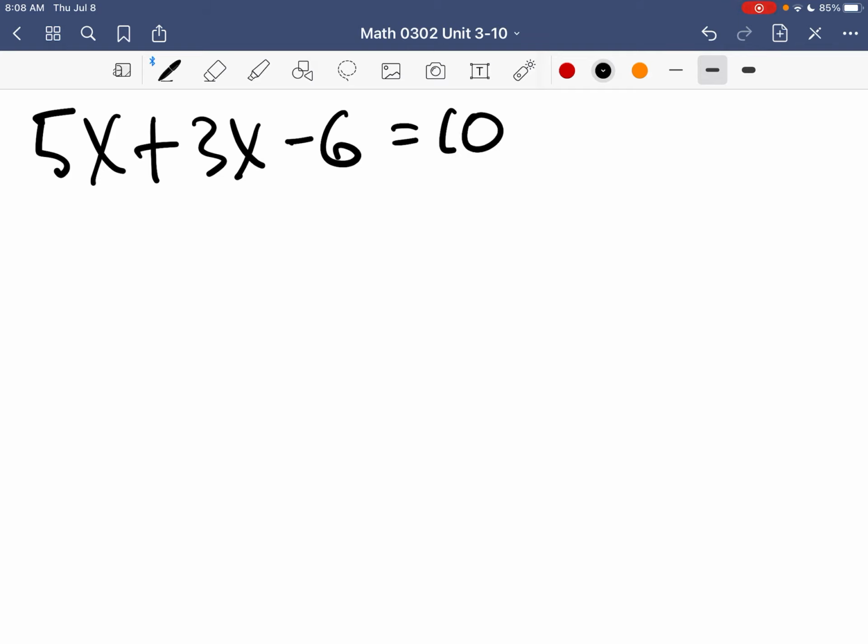Okay, here we go. We want to solve this linear equation for variable x, okay? This one's a little bit different. We have more terms here, so we need to start out with combining the like terms, okay? So the 5x plus the 3x, that's going to combine to give us 8x.